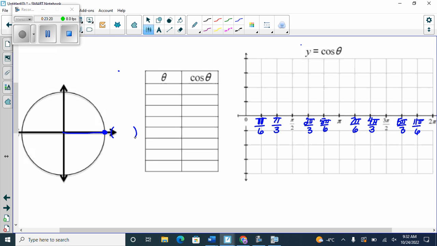So at 0, we're going to look for cos of 0. What's cos at 0? 1, because it's actually the x values all the way around the unit circle. So now the x values all the way around the unit circle, actually my y is on the graph. Correct? So cos of 0 is 1.